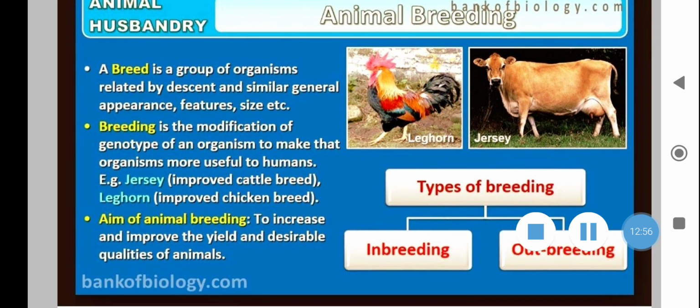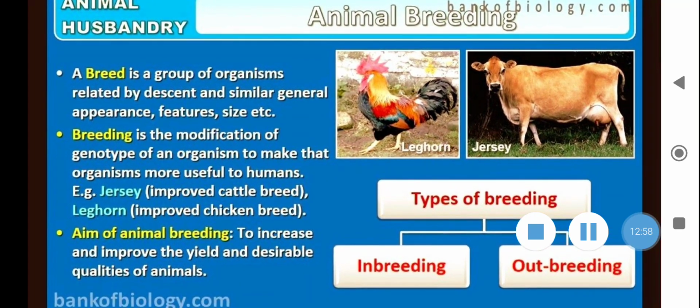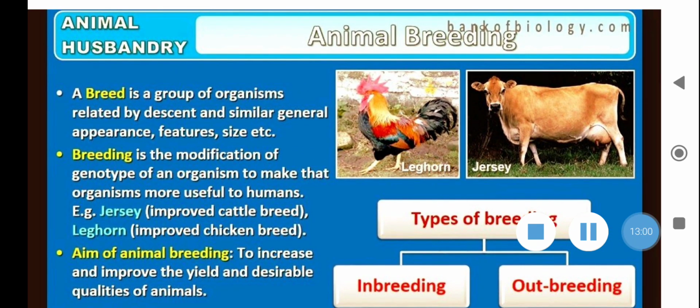Let us now discuss animal breeding. What is a breed? A breed is a group of organisms related by descent and similar general appearance, features, size, etc. Breeding is a modification of the genotype of an organism to make that organism more useful to humans. For example, Jersey is an improved cattle breed. Then Leghorn is an improved chicken breed.